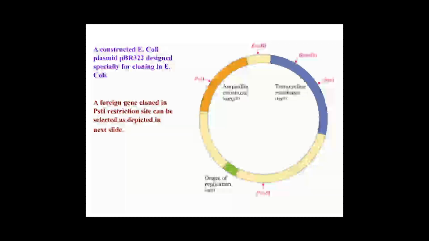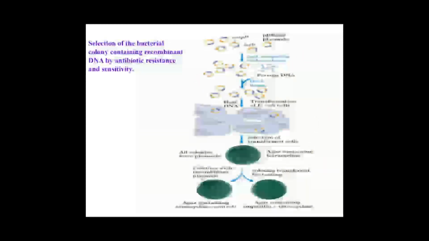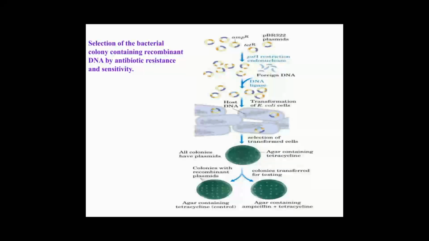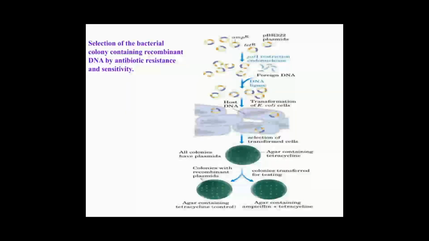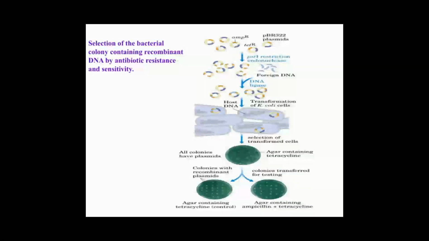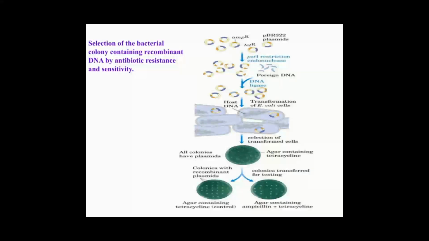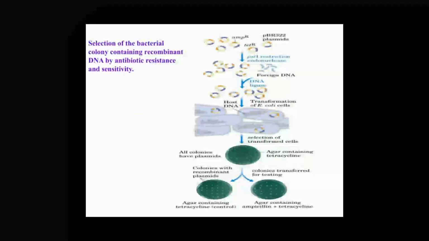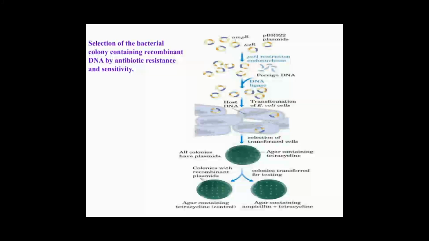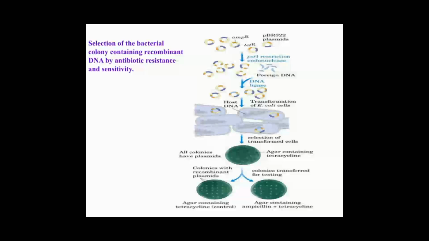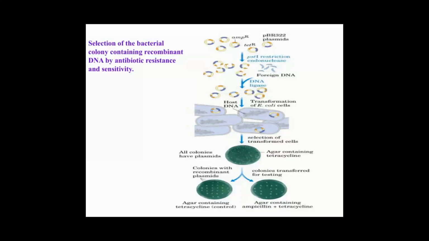Now, let's talk about how we select the bacterial colony that contains our recombinant DNA. One of the key methods we use involves antibiotic resistance and sensitivity. Essentially, when we insert our gene of interest into bacteria, we often include a gene that confers resistance to a specific antibiotic. This allows us to identify which bacteria have successfully taken up the recombinant DNA. After growing the bacteria on a medium that contains that antibiotic, only the resistant colonies will survive and grow. Those resistant colonies are likely to contain our recombinant DNA.